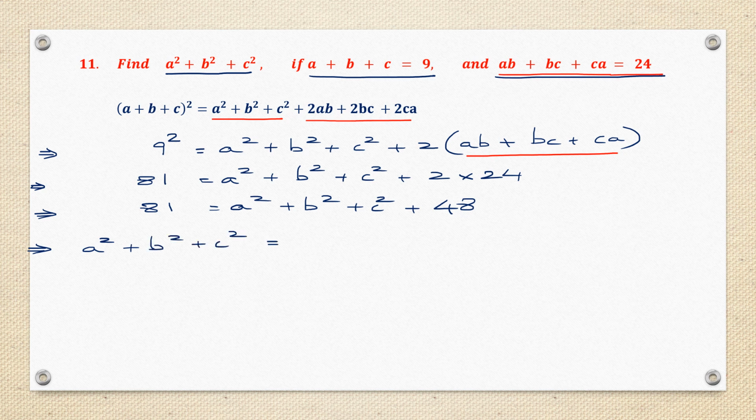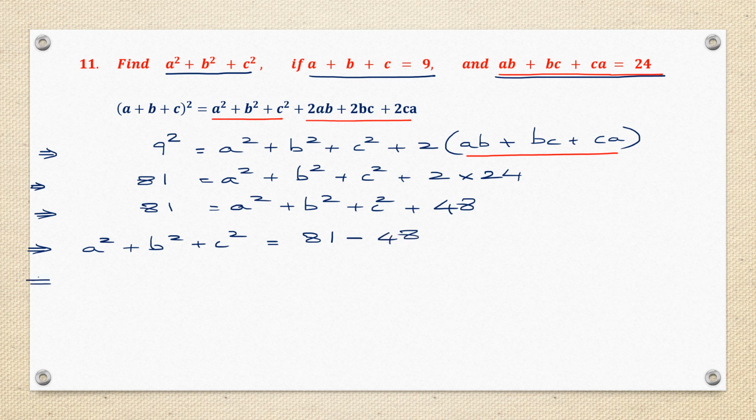So what are we going to do? We're going to write on the other side, what do we have? We have 81. We're going to write 81. And this 48 which was with this, I'm going to take it away from here and put it on the other side. Since it is plus, it will now become minus 48.